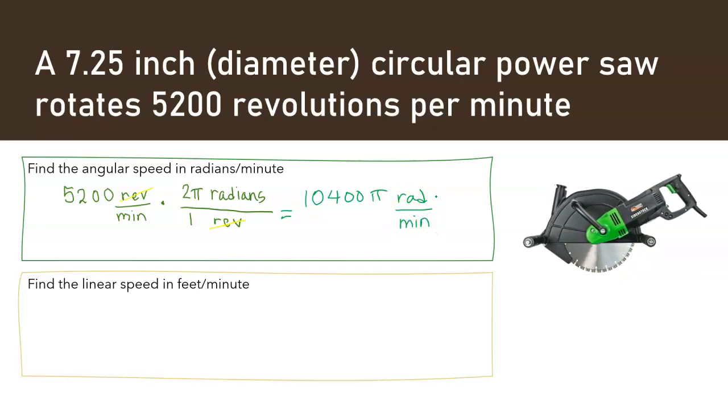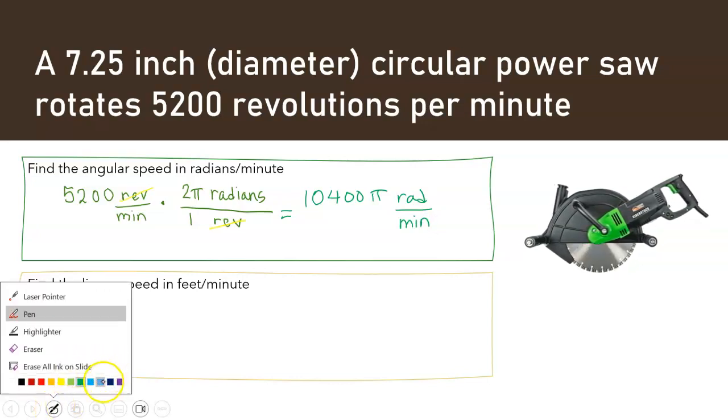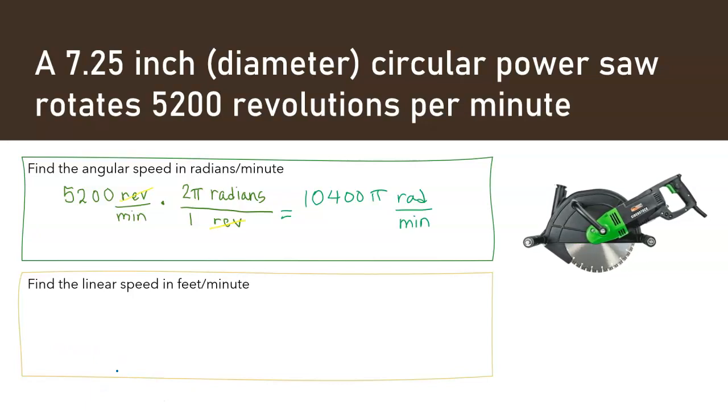It's really important to pay attention to what your units are in the beginning and where you want to go. You have to think of the conversions you know to get there. Second question is find the linear speed in feet per, and actually I believe on your paper it doesn't say feet per minute. I believe it says feet per second on your paper.